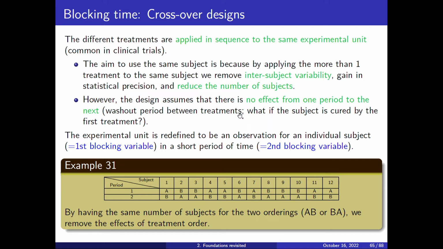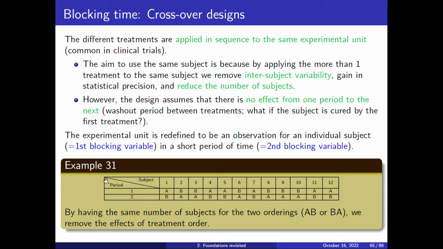The design assumes that there is no effect from one period to the next, and this only happens for treatments that do not modify the nature of the patient. So what if the subject is cured by the first treatment? Then for the second one there is nothing to measure. So the experimental unit is redefined to be an observation of an individual subject in a short period of time. This is the first blocking variable, and this is the second blocking variable. So we will have the different subjects and then the different periods.